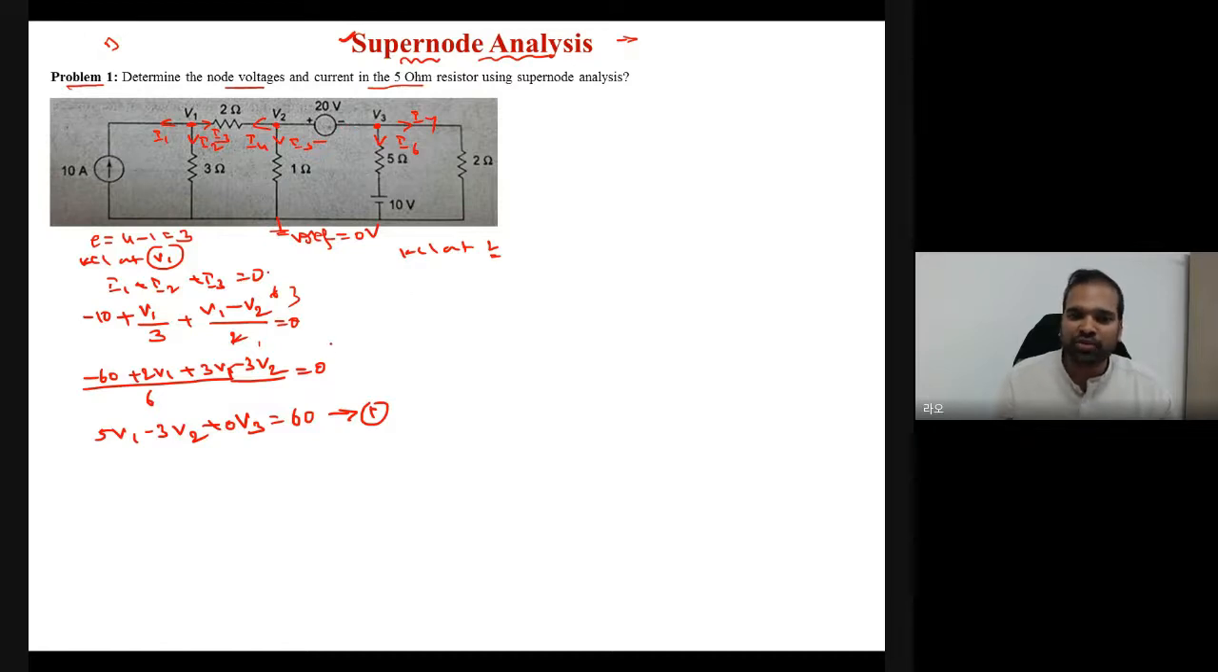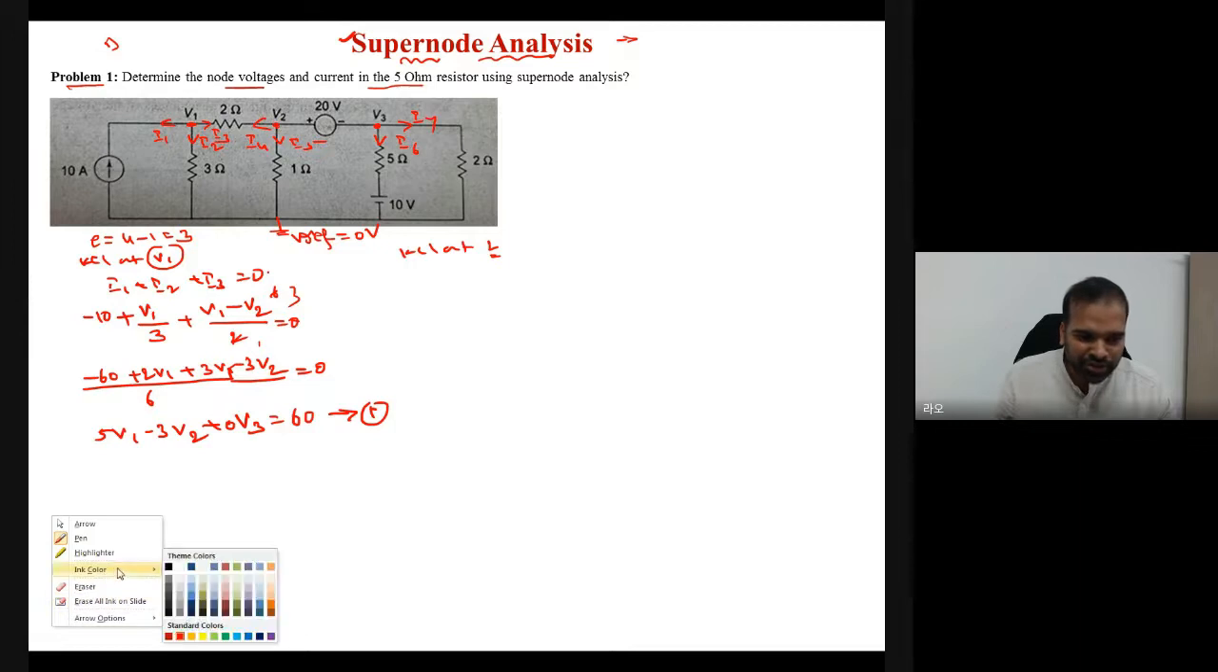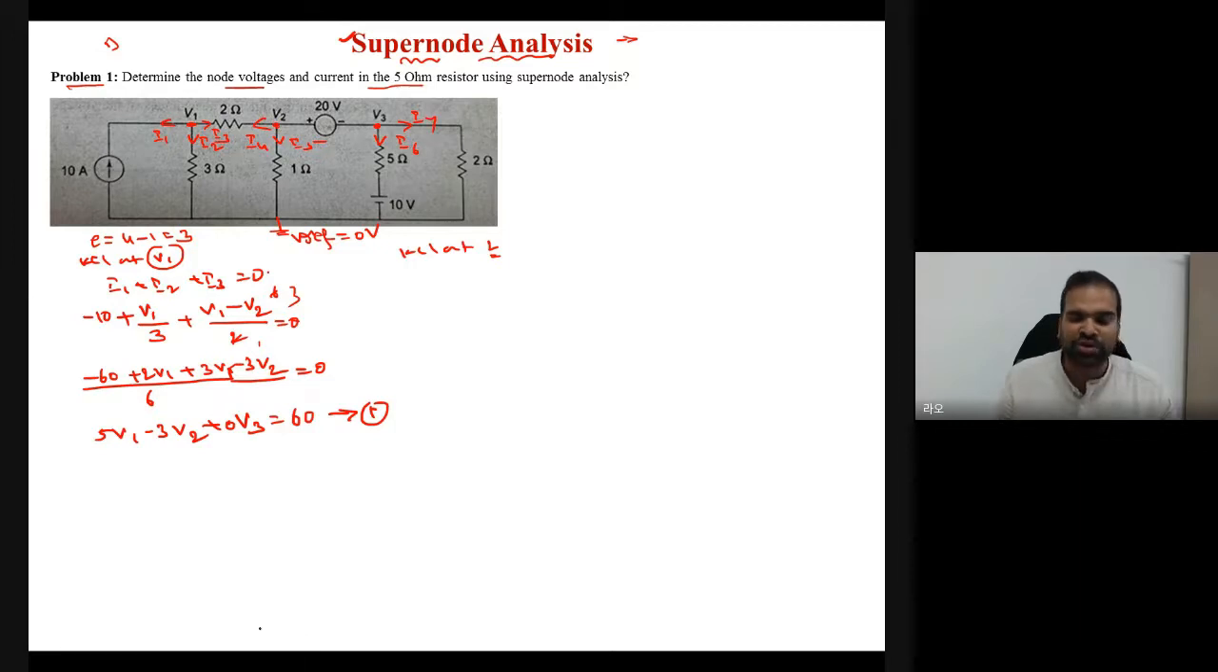So what we have to do, by using node V2 and V3, you have to form what? A super node. So you cannot apply KCL at V2, you cannot apply KCL at V3. Therefore, by using V2 and V3, you need to form a super node. This is what? A super node. Now you need to apply KCL to this super node.